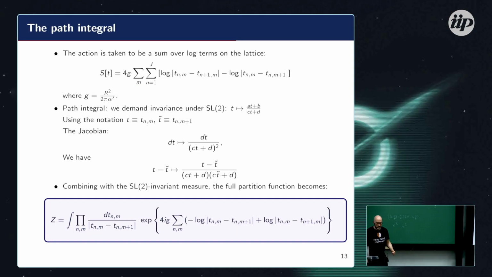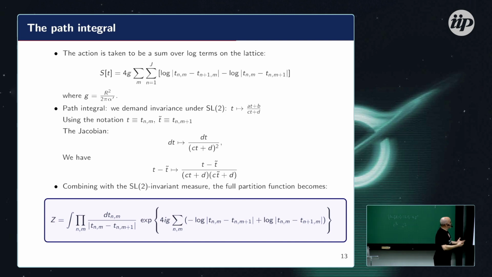Okay, so here is the path integral. So what do we do? And this is going to give us the first hint that this theory might have to do with SYK. So this was the classical action. Again, these logs of the differences of neighboring time variables. And I multiplied the action by this that is usually denoted by G. So this is the radius squared of ADS, so R squared, divided by 2 pi alpha prime. So in the integrability literature, this is typically denoted by G.